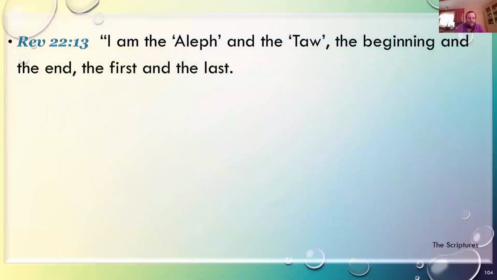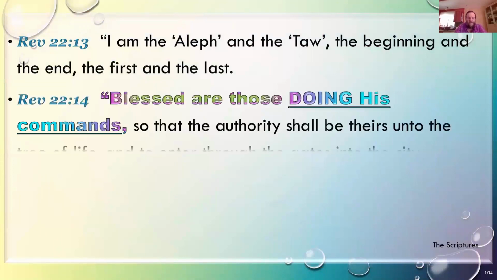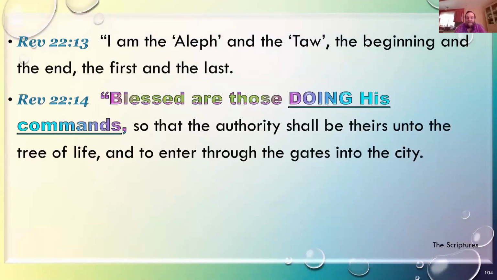Revelation 22:13. I am the Aleph and the Tav, the beginning and the end, the first and the last. Here is a verse that puzzles me when so many people tell me that the law is done away with and we don't have to obey Yahuwah's laws any longer. I wonder how they read this verse. Let's look at it. Blessed are those doing his commands, so that the authority shall be theirs unto the tree of life, and to enter through the gates into the city. What will these people be doing in terms of his commands if there is none?